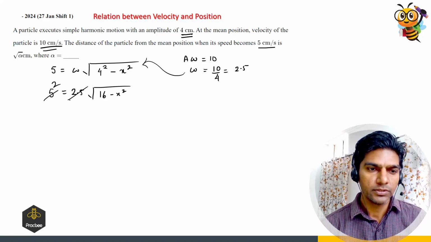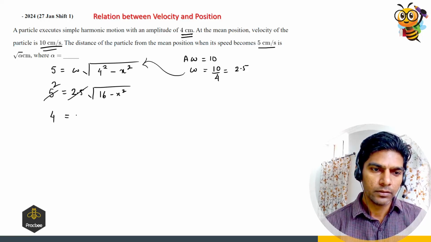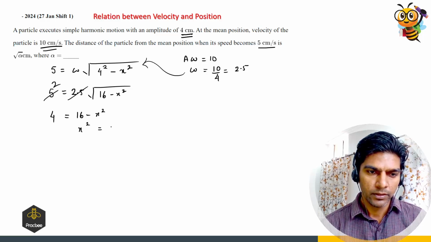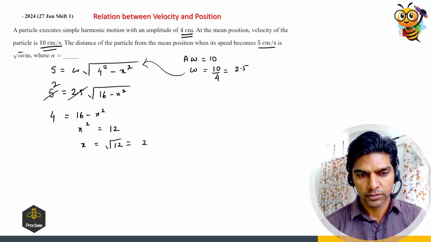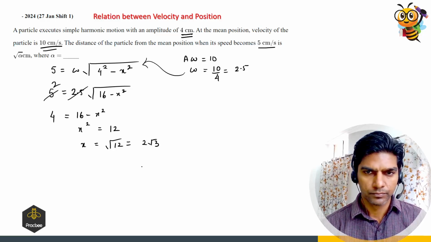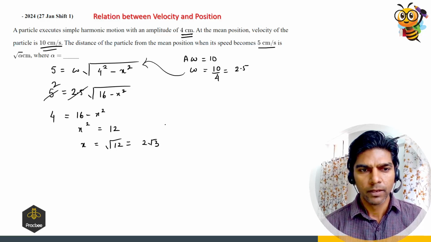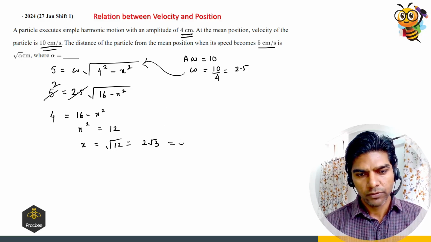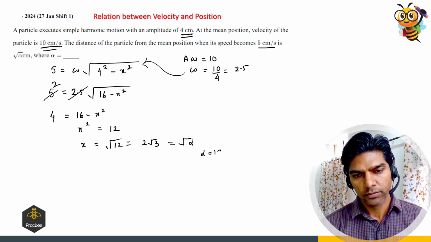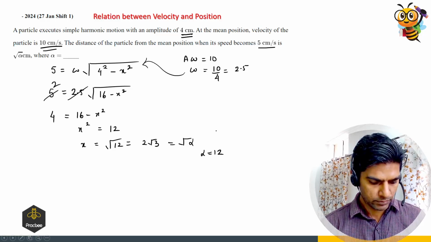Let us square on both sides, so that will be 4 equals to 16 minus x square. So x square comes out to be 12, and x can be written as root of 12, which is 2 root 3 or root 12, right? So it is given as root alpha, so alpha is nothing but 12. So 12 is the answer of this question.